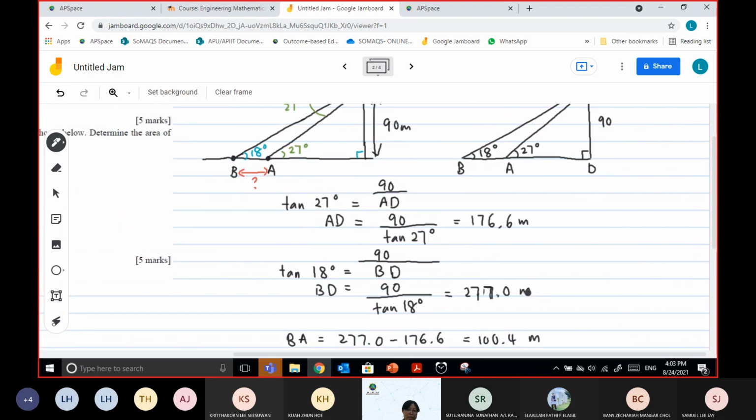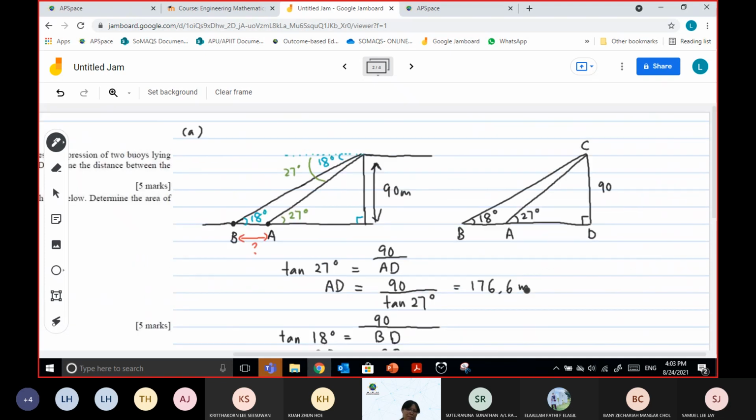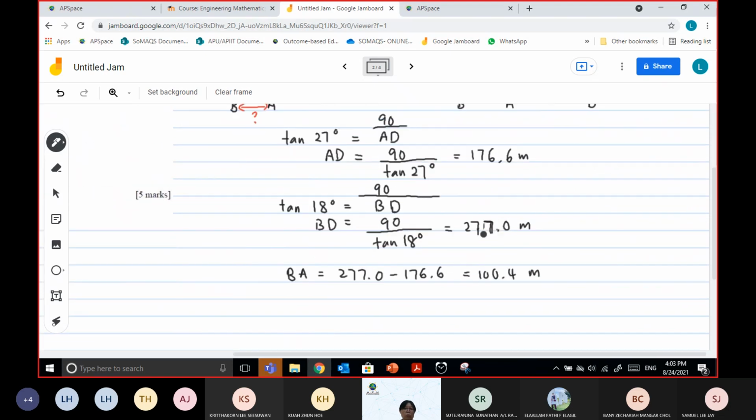As I say, there are multiple ways. Samuel says the easiest is to find either CB or CA, then use it with the sine rule. Oh, okay, so he is using the sine rule. That means finding CA, then using CA to find the length of AB. That also can.